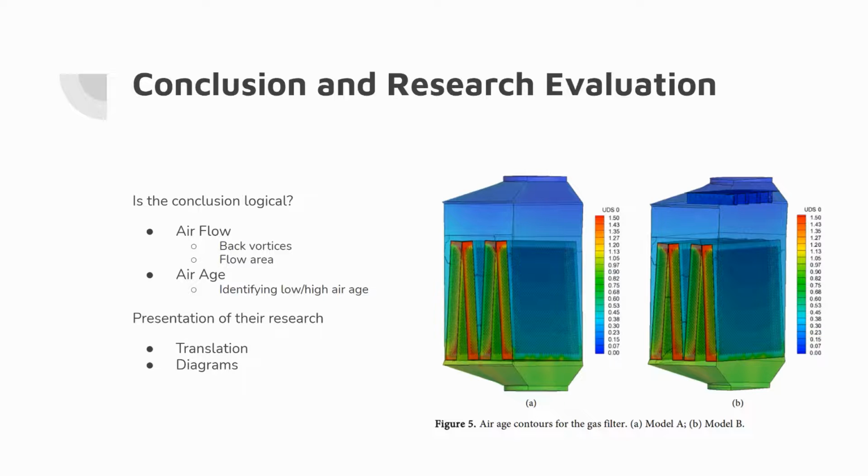The thresholds for low and high air age were not explained well, but other papers used similar methods and governing equations, and based on those results, the conclusions of this paper were well-founded. As for their presentation of the research, the translation was poorly done at times, making it difficult to understand, and some diagrams, such as Figure 5, were not clear enough. The purpose of Figure 5 was to show that the air age in the carbon layer was largely unchanged, while the air age in the filter layer was drastically changed.